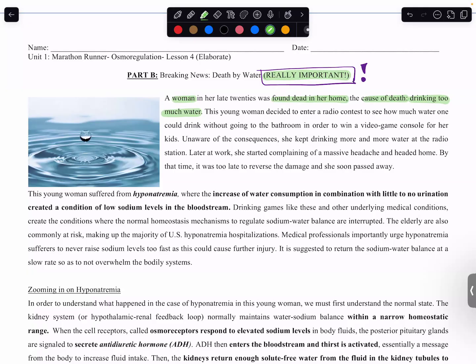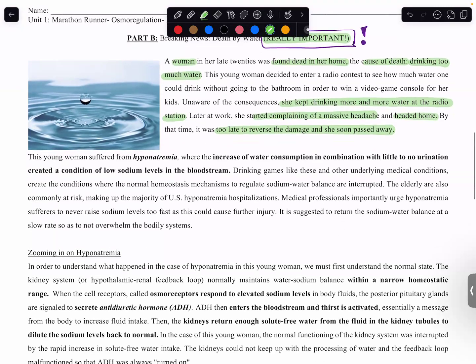Let's continue. This young woman decided to enter a radio contest to see how much water one could drink without going to the bathroom in order to win a video game console for her kids. Unaware of the consequences, she kept drinking more and more water at the radio station. Later at work, she started complaining of a massive headache and headed home. By that time, it was too late to reverse the damage, and she soon passed away. So she drank so much water that she ultimately had a massive headache and passed away.